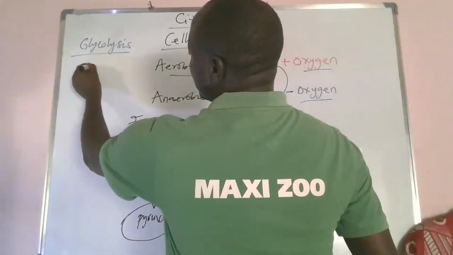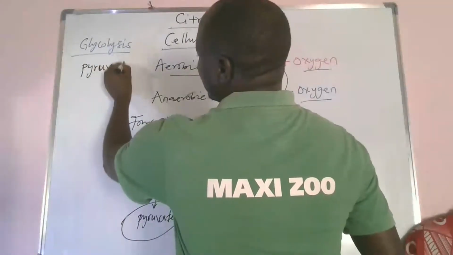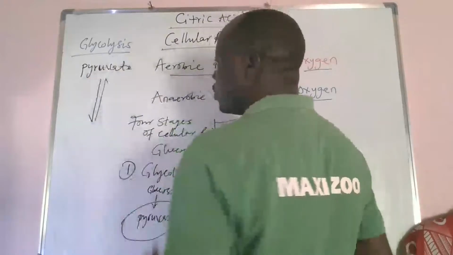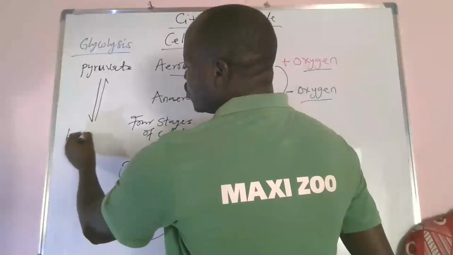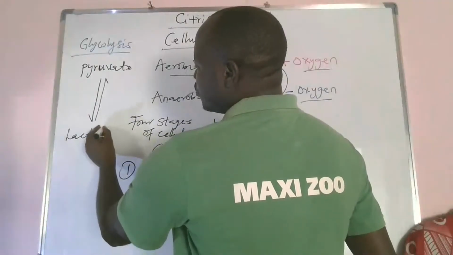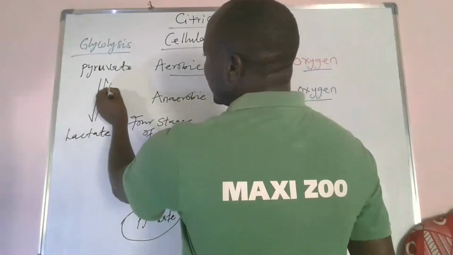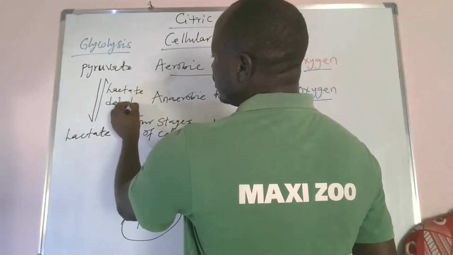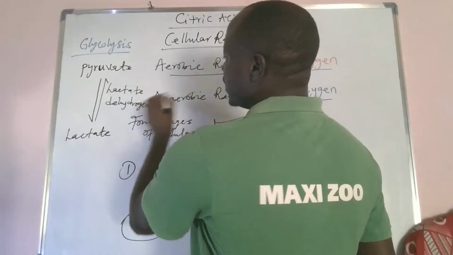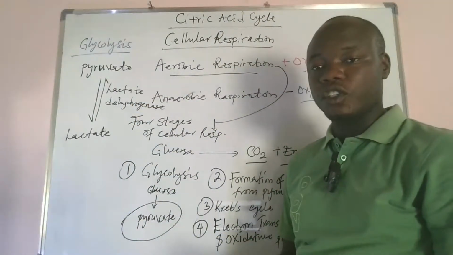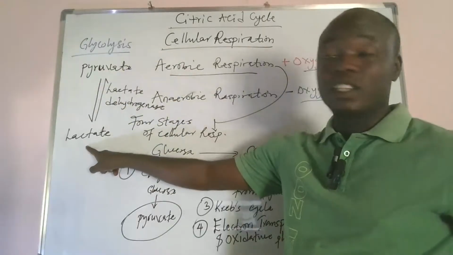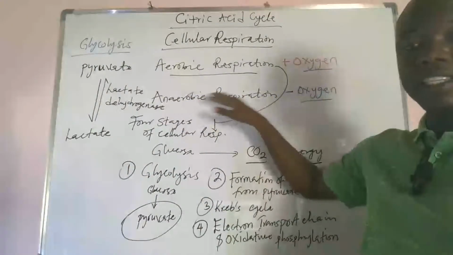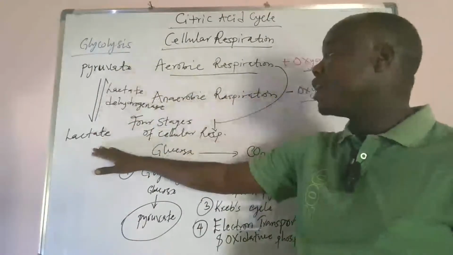this pyruvate in glycolysis will be converted into, it is actually a reversible reaction, so the pyruvate will be converted into lactate, using an enzyme called lactate dehydrogenase. That is the name of the enzyme, as you can see. So in the absence of oxygen, the pyruvate will be converted into lactate. That is what happens during anaerobic respiration.